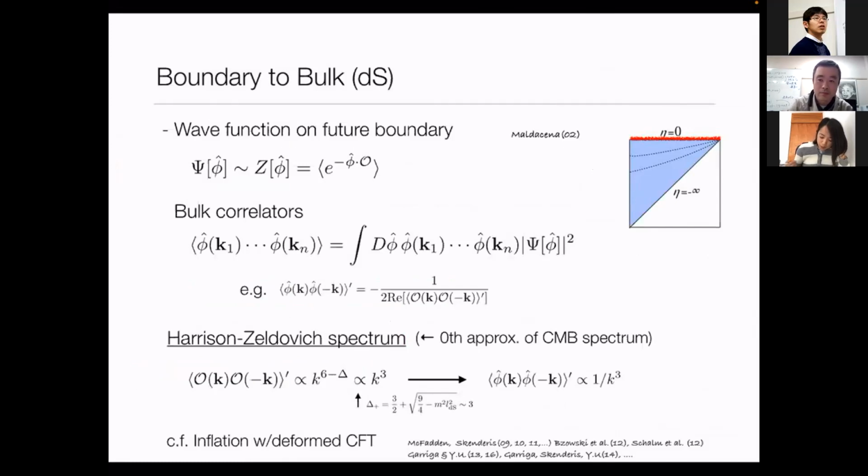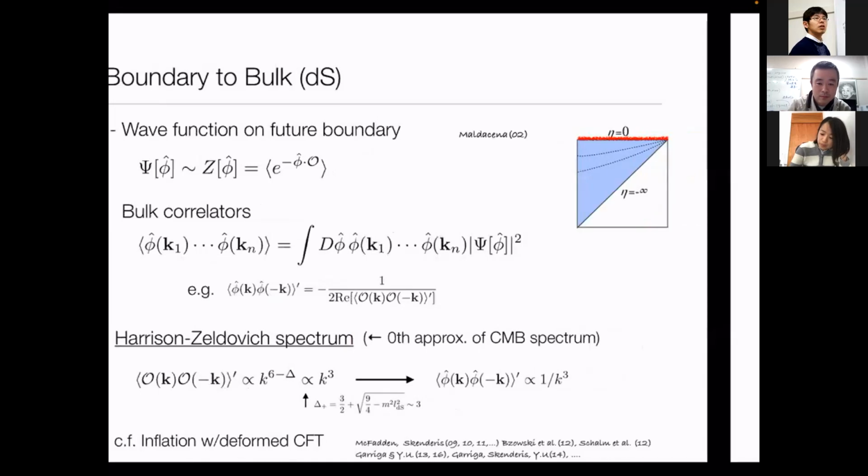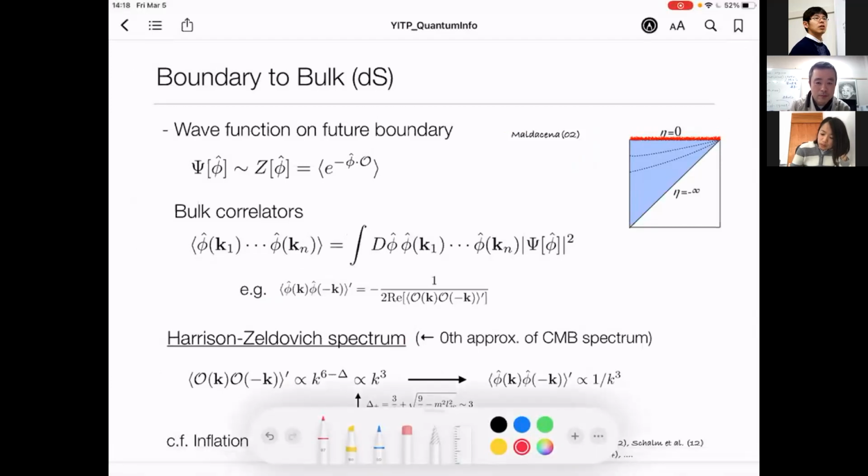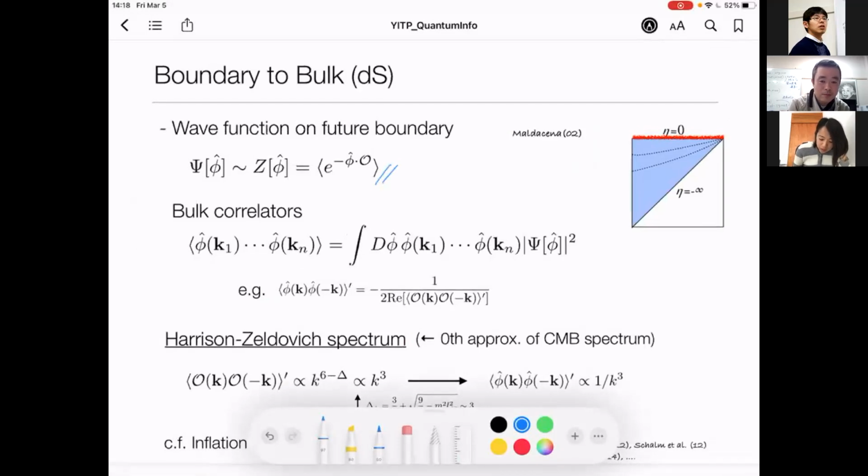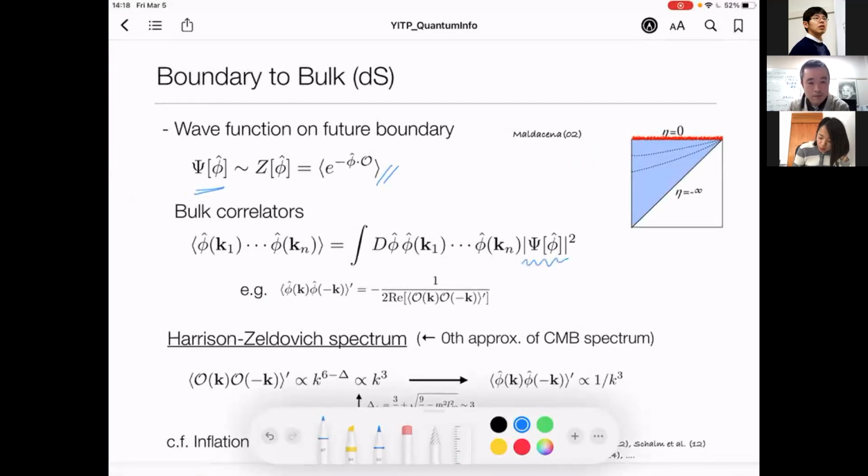bulk cosmological quantities from boundary operators by identifying the wave function of the universe with the generating function given this way. And since this is the wave function, the probability distribution is given by the square of the wave function. And by using this probability distribution, the bulk correlators, which give the fluctuation of scalar fields, can be calculated in this way by multiplying by the probability distribution.